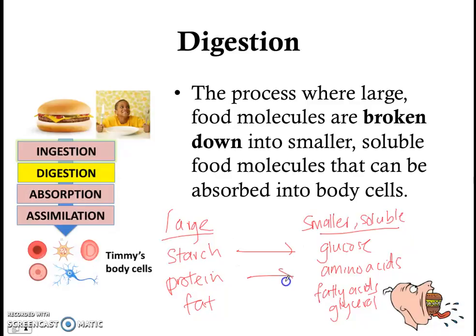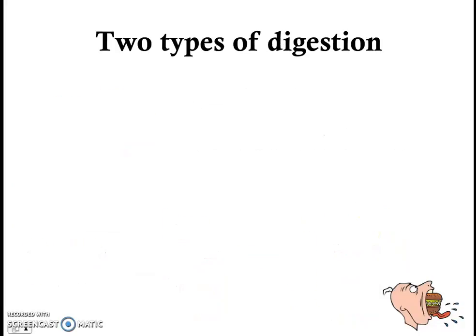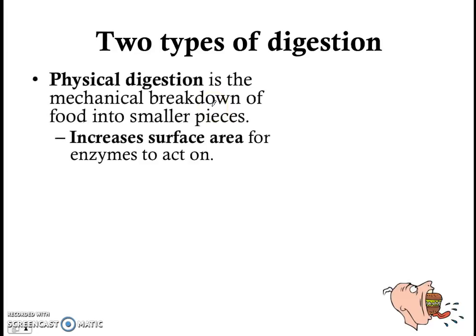So digestion is basically breaking down these large food molecules into smaller soluble ones so that they can be absorbed. Now, it's probably helpful at this point to point out that there are 2 types of digestion, which you might remember from your secondary 2. And the first type is called physical digestion. Now this is simply the mechanical breakdown, right?